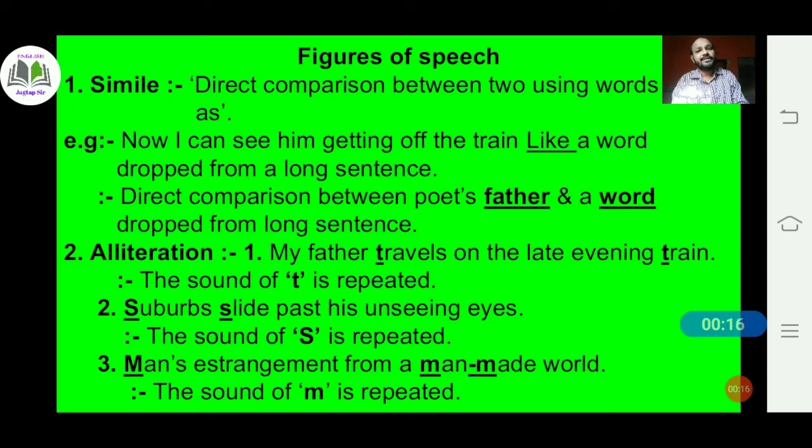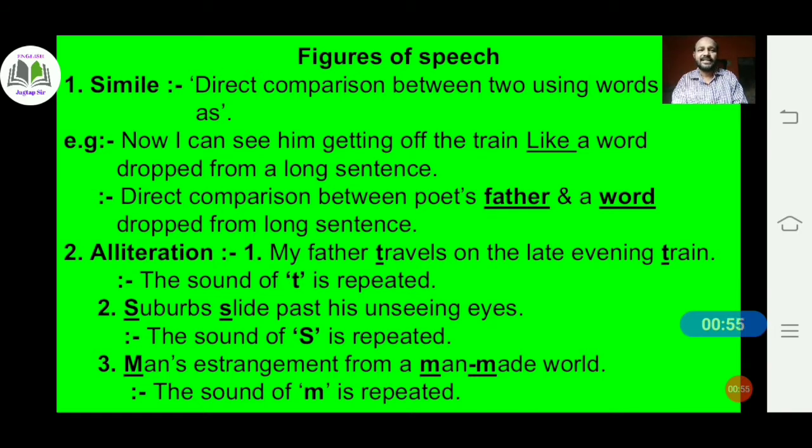And what is simile? You know already from my last video, you have understood it. Let's just revise it. What is simile? It is a direct comparison between two things using words like "like" and "as". For example, "Now I can see him getting off the train like a word dropped from a long sentence." So here, my dear students, why is this an example of simile? Because the direct comparison between the poet's father and a word dropped from a long sentence is given.